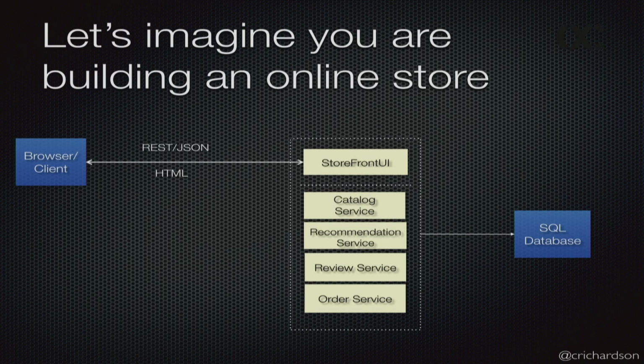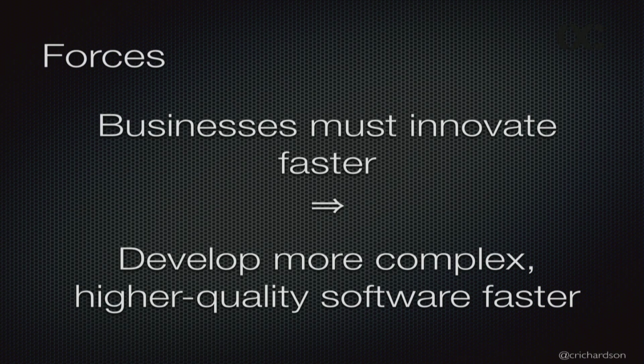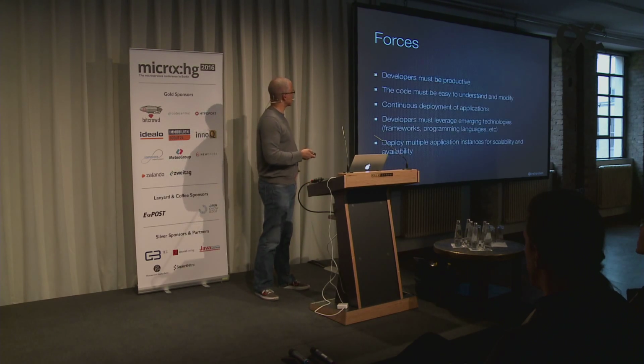So you've got this nice layered, logically modular architecture, but then it's like, well, how are we going to package all of this up and deploy it, right? So what are the forces? Well, I think by far an overriding force today is businesses need to innovate faster and faster, right? And since we as software developers are writing the software that's automating the business processes, that actually means that we have to develop more complex, higher quality software faster and faster, right? So that's a major force that's affecting software development today.